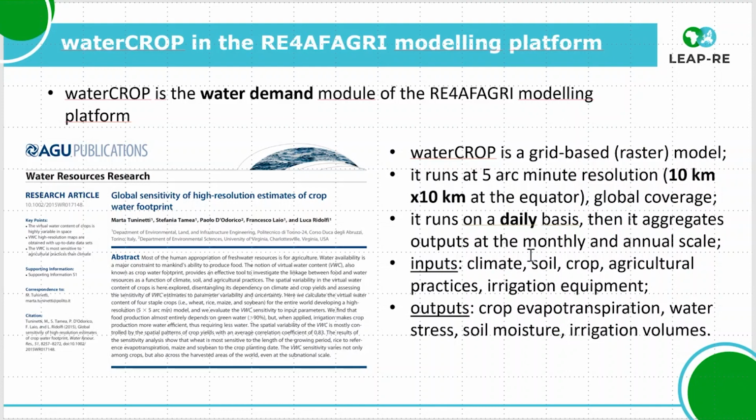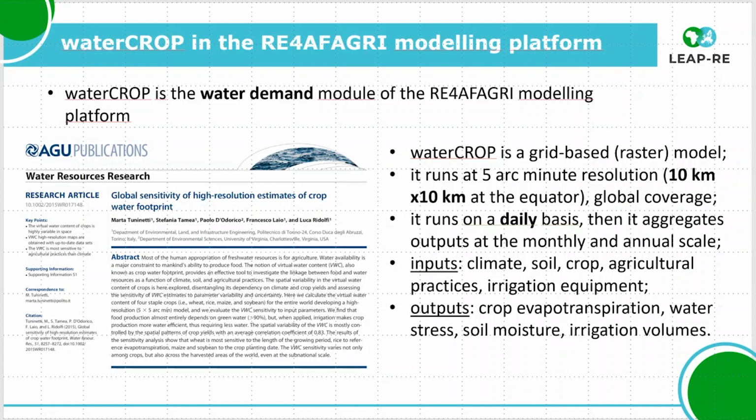It runs on a daily basis, and then it aggregates the outputs, for example, the crop water requirement from irrigation on a monthly scale or annual scale, depending on the request. The main input variables are climate, soil, crop, agricultural practices, and irrigation equipment. And the key outputs are the crop evapotranspiration, the water stress to monitor the status of health of our crop, the soil moisture, and the irrigation volumes.